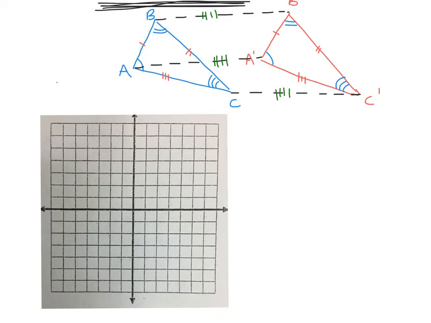Okay, so let's say you have this triangle. You have point C at (0, 1). You have point B at (-2, 1). And you have point A 3 units above that. Okay, so we have that triangle.